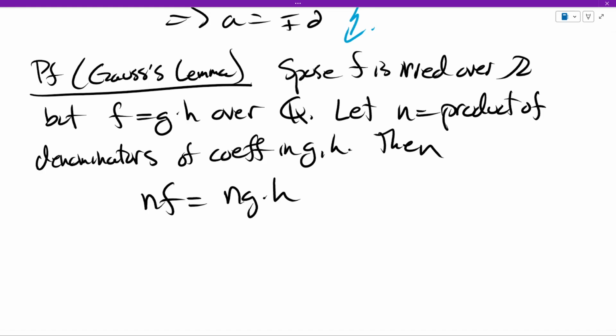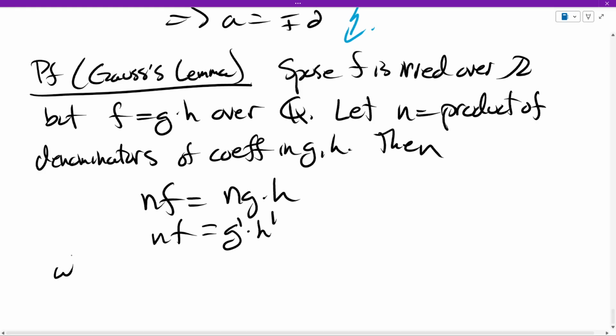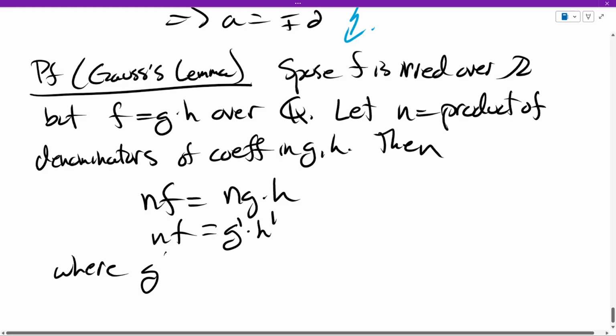And we can clear, right, some of n is the product of the denominators in G, and the rest of it is the product of the denominators in H. We can use n to clear the denominators. So it's G prime, H prime. Here, since we've cleared the denominators, G prime and H prime are over Z.